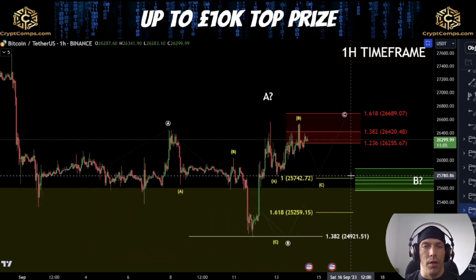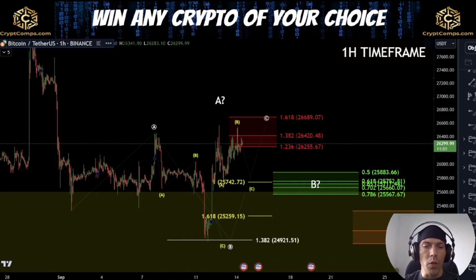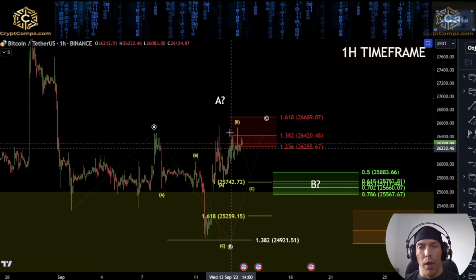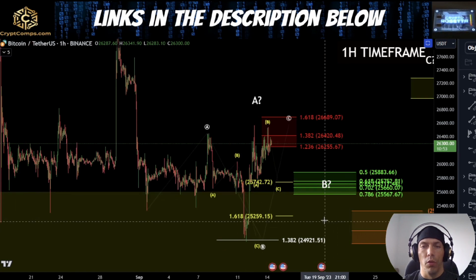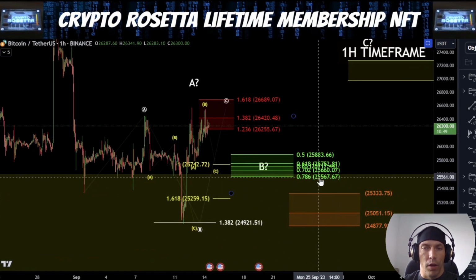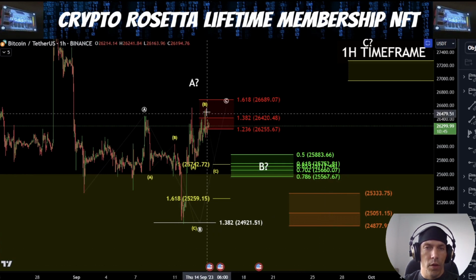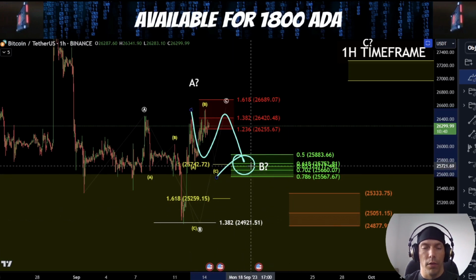We also discussed the idea that this could be a bigger corrective structure forming here, where this is actually an A wave here. We have this as a bigger ABC pattern still looking to play out, which could move us into the green box area here of 25,883 to this 25,567. So a few of these counts are still calling for another push down here, and then I'd want to see how we react from this point.